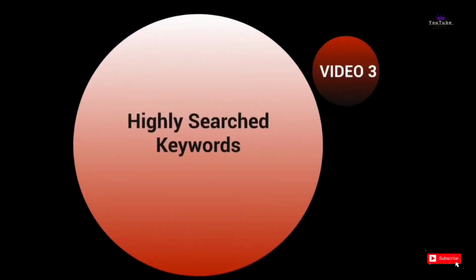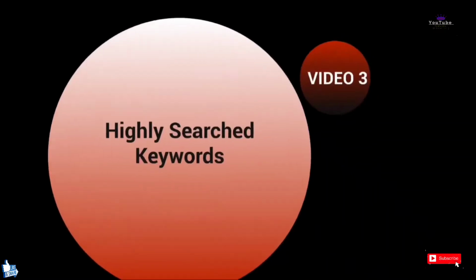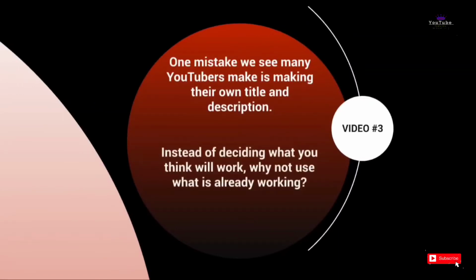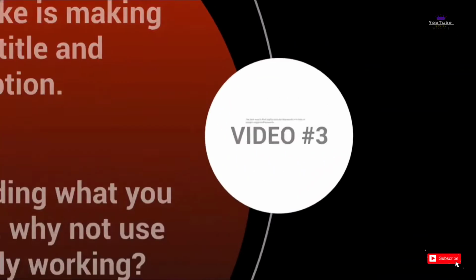Let's talk about highly searched keyword terms and how you can figure out what your main keyword is going to be, what your sub keywords are going to be. One mistake that we see many YouTubers make is simply making their own title and description. I mean, it's natural, right? But instead of deciding what you think will work, why not use what is already working and do some simple keyword research that's not going to take a lot of time, and this way you'll be able to have the right information that will help you rank on the right keywords.